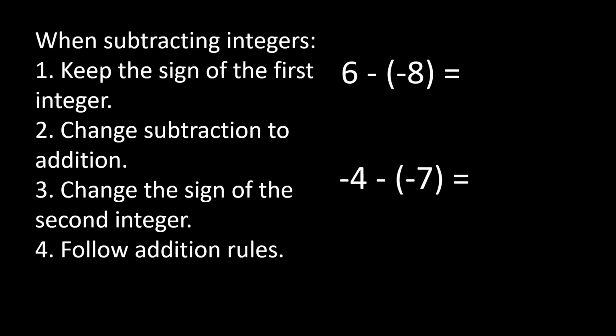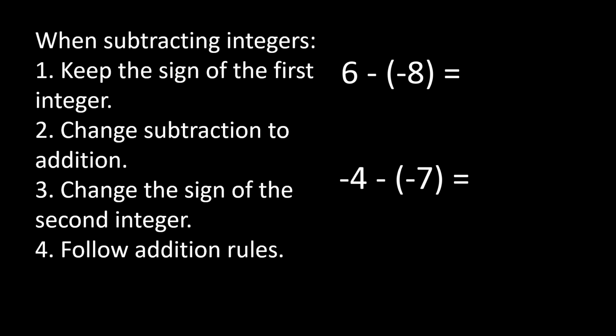When you have problems like 6 minus -8, we do need to use the rule for subtracting integers. The rule is that you keep the sign of the first integer the same, change subtraction to addition, and then change the sign of the second integer. Once this is done, you'll follow the rules for adding integers, so it's important for you to practice adding integers first.